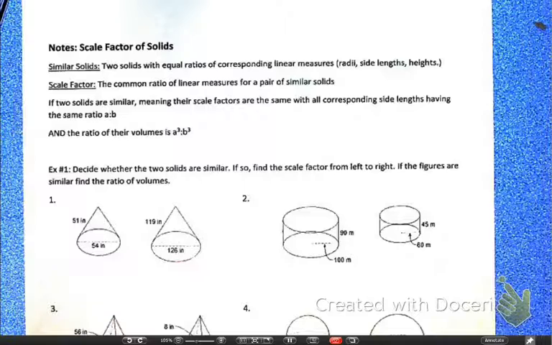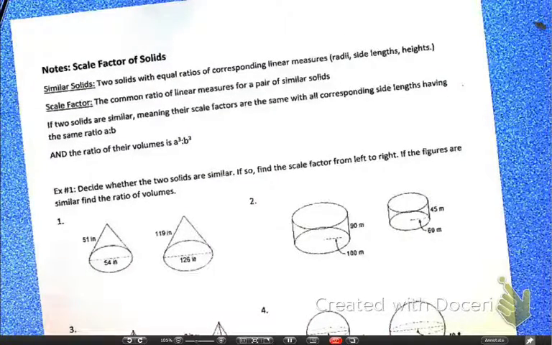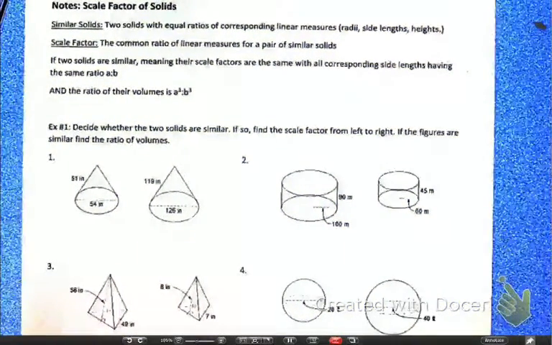So if you look at the cones in number 1, we're going to prove that they're similar. We're going to look at scale factor. But you can obviously tell that one is larger than the other, right? Okay, so similar solids: two solids with equal ratios of corresponding linear measures. So we're going to measure and make sure everything's similar with the radius or the height or the length and the width. We'll look at all of that and find a scale factor. But the size will change. One will be larger than the other, okay?